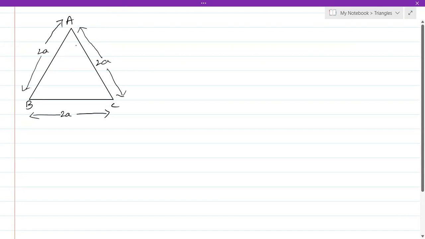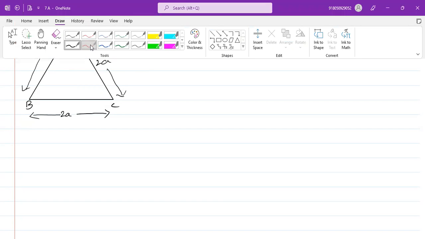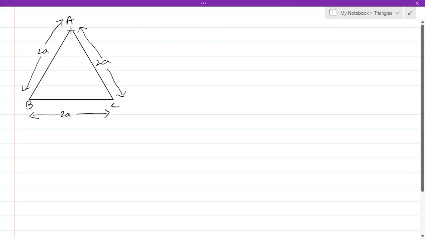Okay. Now, if it's an equilateral triangle, we have to find the length of the altitude. Altitude is the perpendicular line drawn from the opposite vertex to any side. So let me draw an altitude to BC. If I want to draw altitude to BC from A, we'll draw a perpendicular line like this. So here is the perpendicular. Let me take this as D. So this is known as altitude. Like this, we have to find the altitude for all the three sides. But since it is an equilateral triangle, finding the altitude of one side is enough.